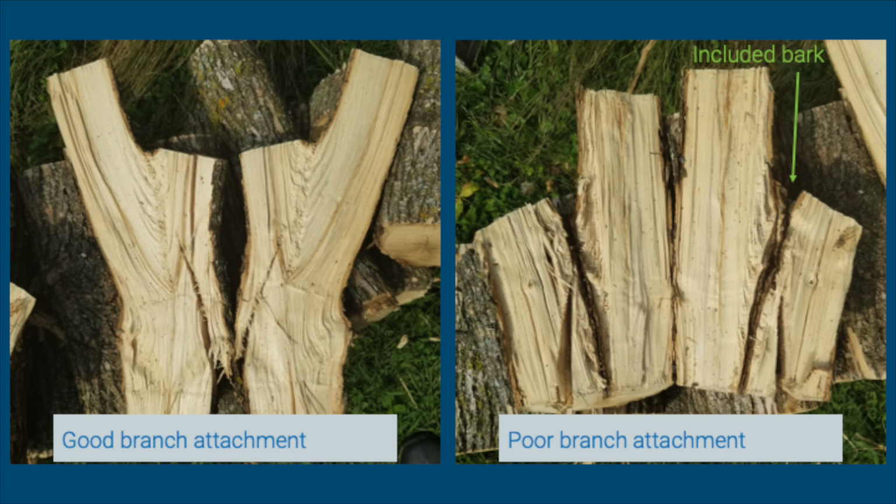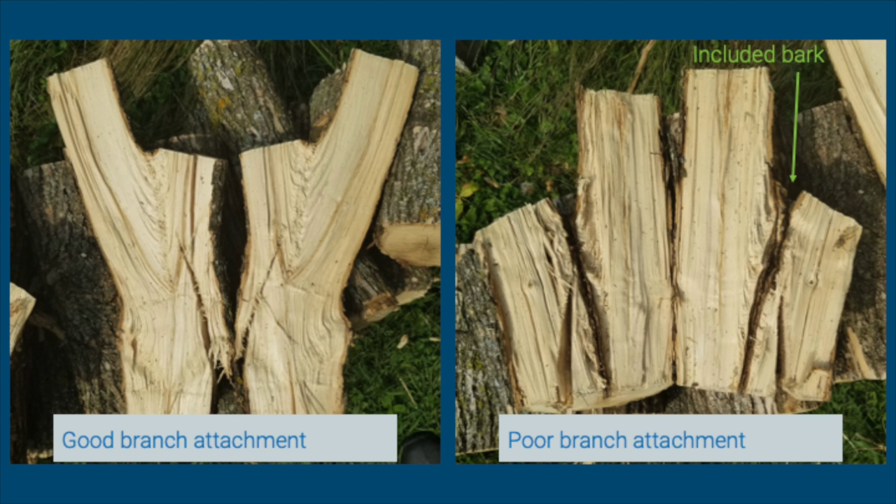When you see a wider branch union, one that is U-shaped or at a 90-degree angle, those usually have a good branch collar and are connected well to the tree. V-shaped unions do not have a good branch collar, and their connection to the stem of the tree is weak.